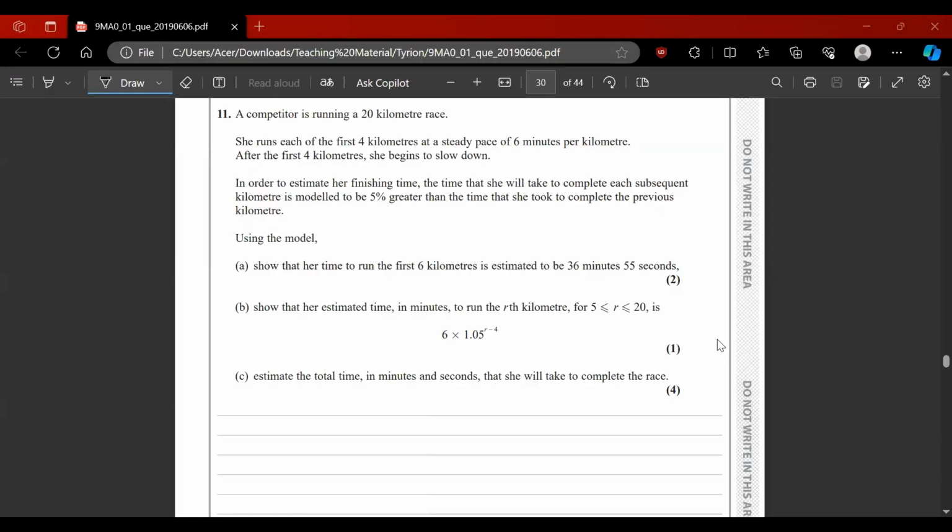So in question 11, a competitor is running a 20-kilometer race. She runs each of the first 4 kilometers at a steady pace of 6 minutes per kilometer. After the first 4 kilometers, she begins to slow down. In order to estimate her finish time, the time that she will take to complete each subsequent kilometer is modeled to be 5% greater than the time that she took to complete the previous kilometer. Using this model, show that her time to run the first 6 kilometers is estimated to be 36 minutes and 55 seconds. So for this part, in order to find the total time, we need to calculate.